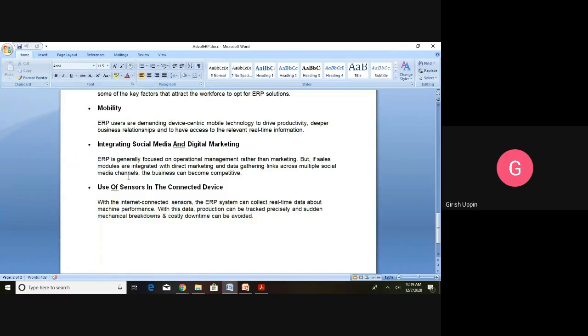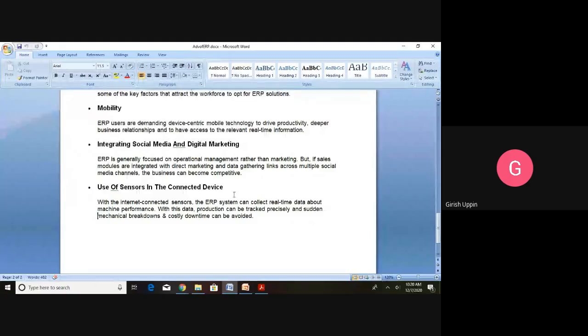But if sales modules are integrated with the direct marketing and data gathering links across multiple social media channels, the business can be competitive. So the rest of the ERP is more focused on the operational, but what we can do is the sales modules, whatever is related to the sales and the marketing module, we can have an integration with the social media channels where we can get the data and we can use that particular data to promote the products.